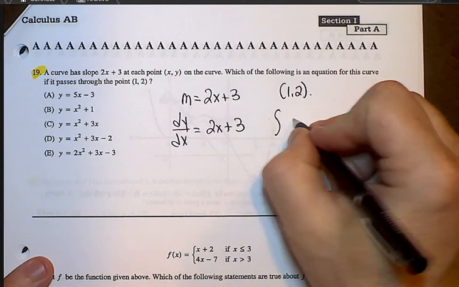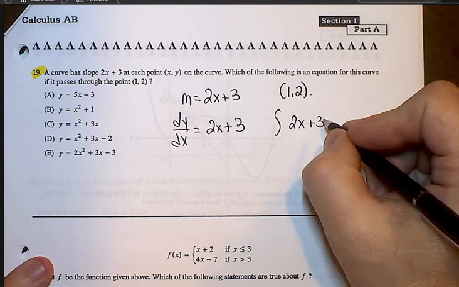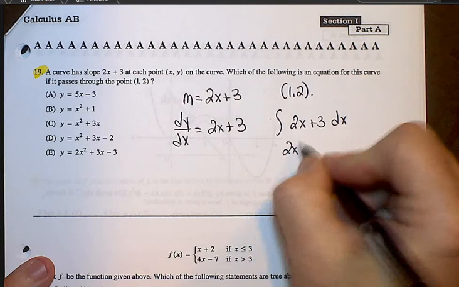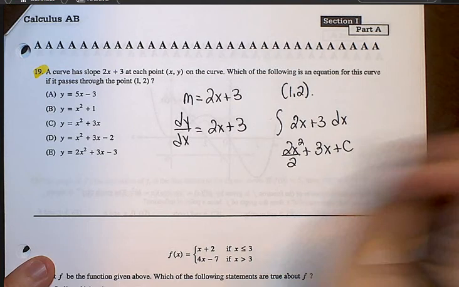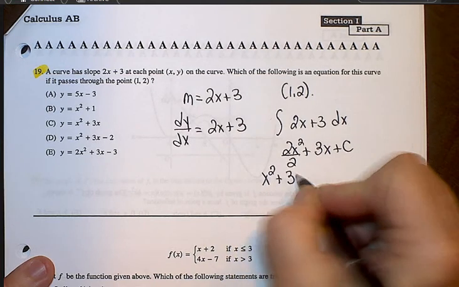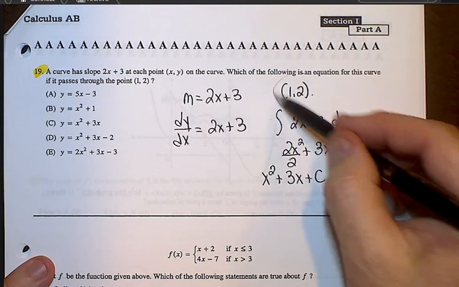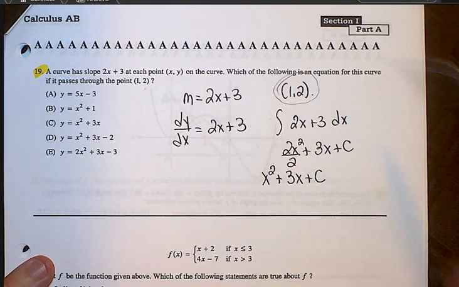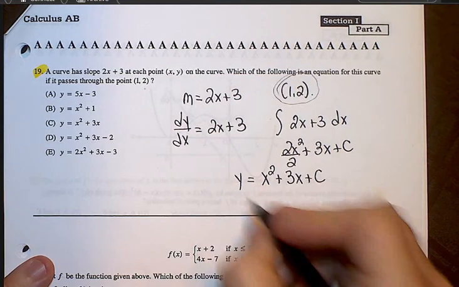I'm going to integrate 2x plus 3 dx. When I integrate that, I add 1 to the exponent and divide by the new exponent, and a constant gets an x, plus c. So I'm going to be left with x squared plus 3x plus c. And when we take a look at the given point, it goes through the point (1, 2). So if I plug in 1, I need to get 2 out. This is going to be my y, so I'm going to get 2 when x is 1.